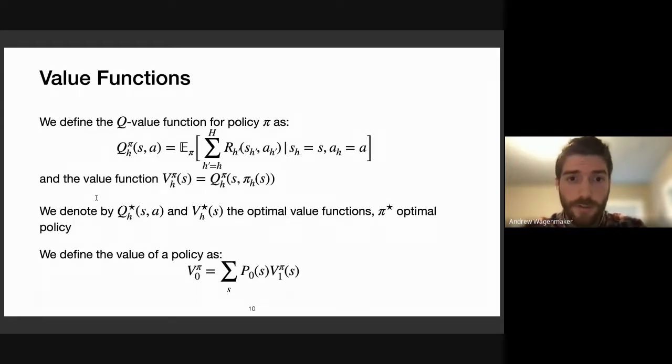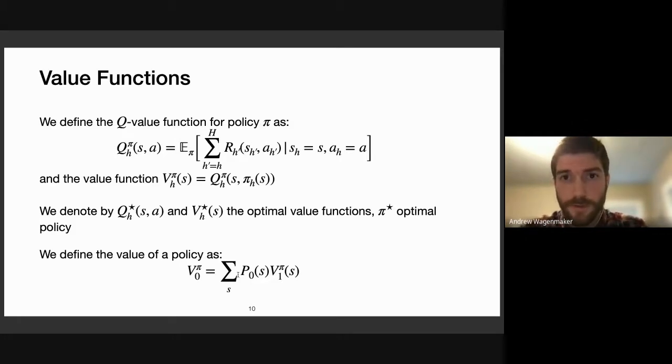And we're going to define a Q-value function, again, in the standard way. Q_h^pi(s,a) is simply the expected reward you'll obtain if you are in state s and play action a at time step h, and then play policy pi for all subsequent steps. It's the standard definition. V_h^pi is the value function at state s, given that you play policy pi. We'll use Q star and V star to denote the optimal value functions and pi star to denote the optimal policy. We'll also define here the value of a policy, which we'll call V_0^pi. This is simply the expected value of the policy over the initial state distribution.